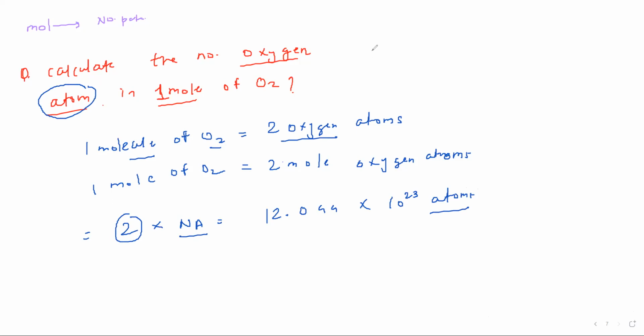Yes, sir. Sir, here you have written that 1 mole of O2 is equal to 2 moles of oxygen atoms. Yes, I have written 2 moles. Why have I written 2 moles? In atoms, 1 mole of O2 will be 2 moles of oxygen atoms. Why am I writing moles? Because moles can be converted to atoms, or moles can be converted to moles.